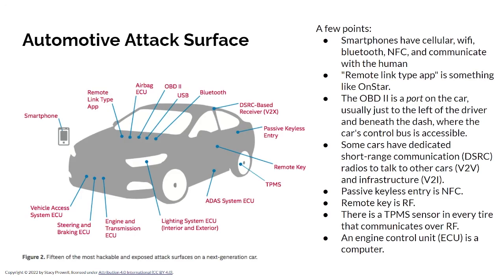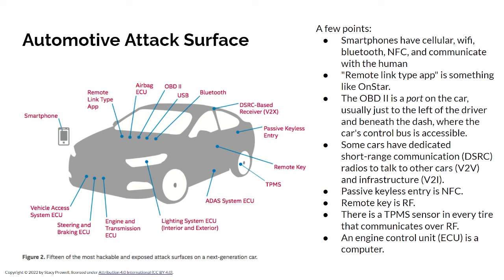There you go. A few points to discuss here. Smartphones have cellular and Wi-Fi and near-field communication, and they also communicate with a human. The remote link type app, what is that thing? Well, that's something like OnStar. OBD2 port over here, what is that? That's a port on the car. Usually if you're sitting in the driver's seat, to your left and down, there's a little panel you can pull off and you can plug something in.